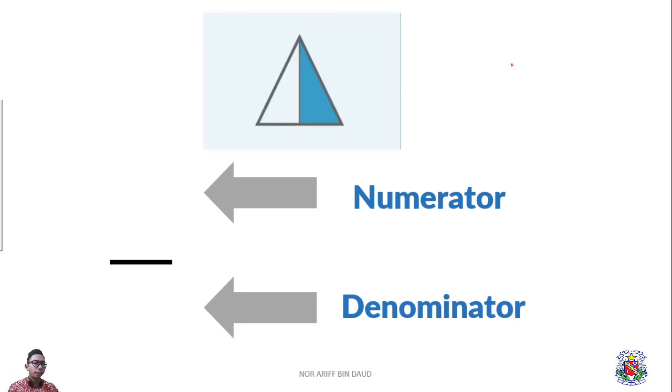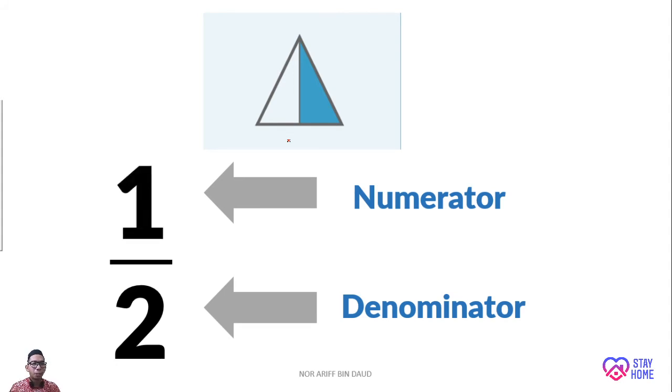The next one, we have a triangle shape here. In a fraction, if you want to do it like this, you must look carefully at the picture. If the picture is divided equally into the same size, it can be a fraction. So the denominator will be 2 and the numerator will be 1, because we have one part colored with a blue color.